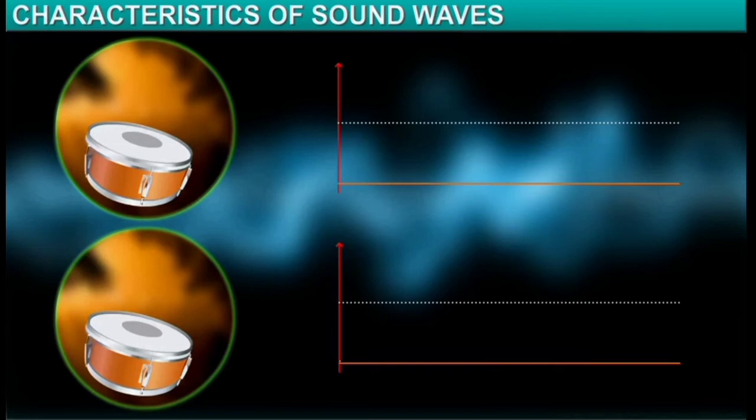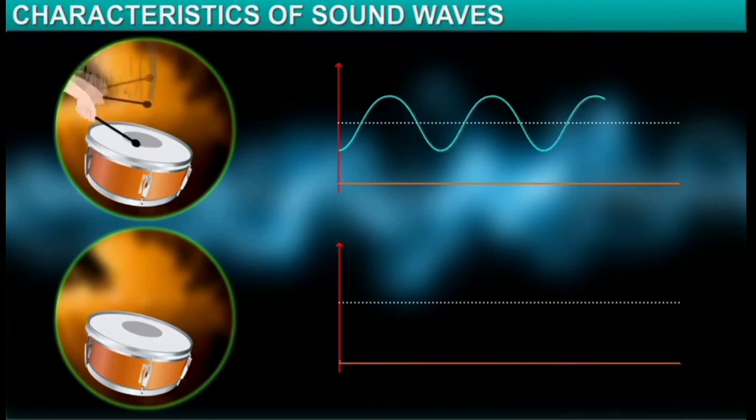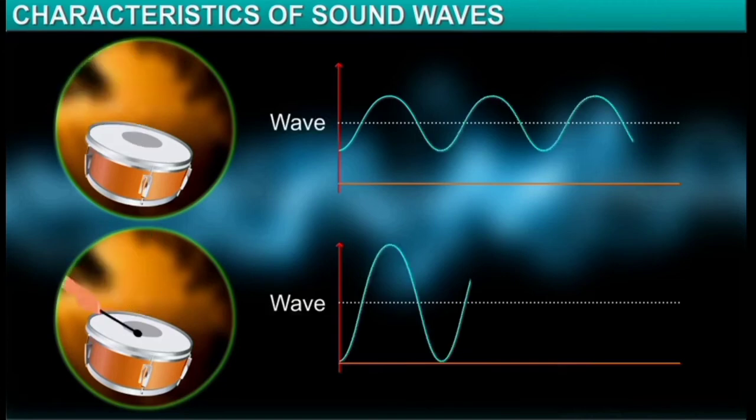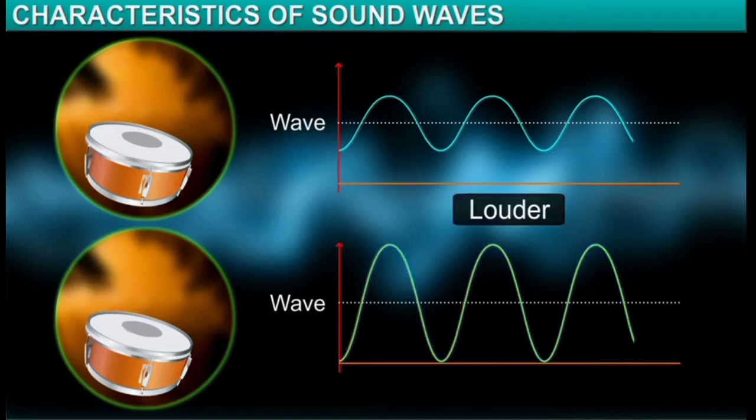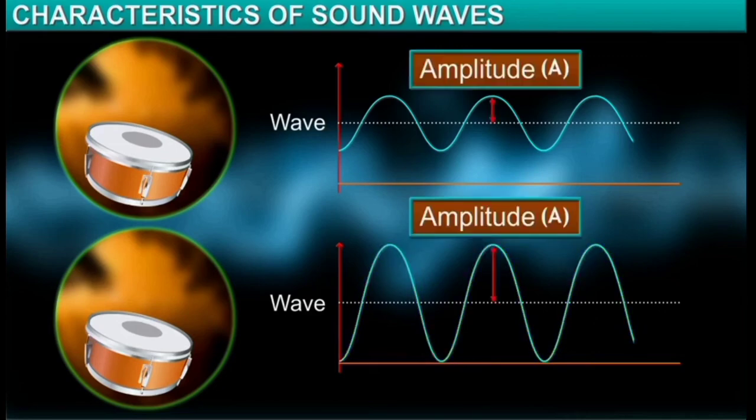Listen to these two sounds produced by the same drum. The second sound was louder than the first. This is because the amplitude of the sound produced the second time was higher. A loud sound can travel across a larger distance because it is associated with higher energy.